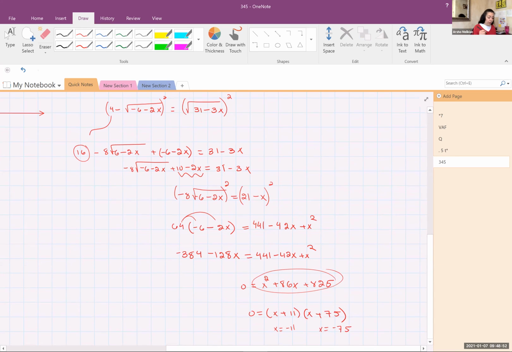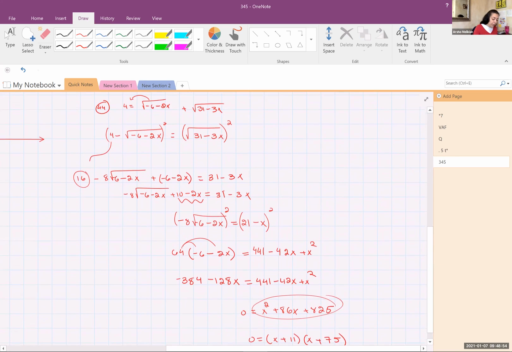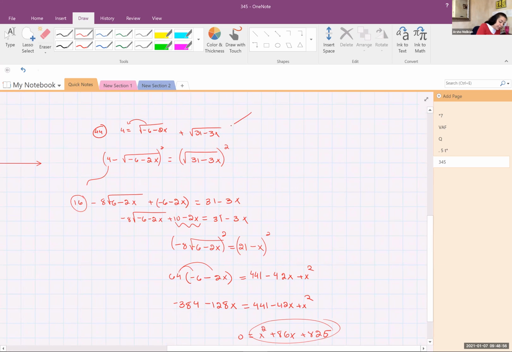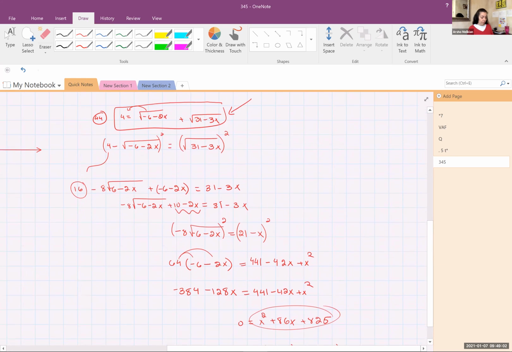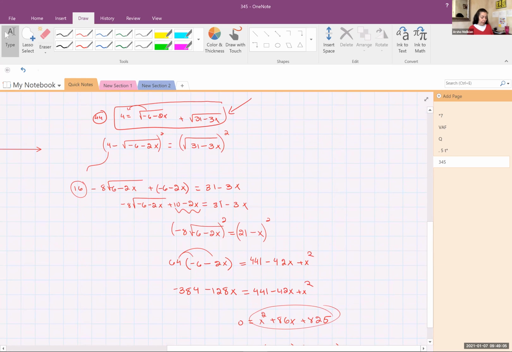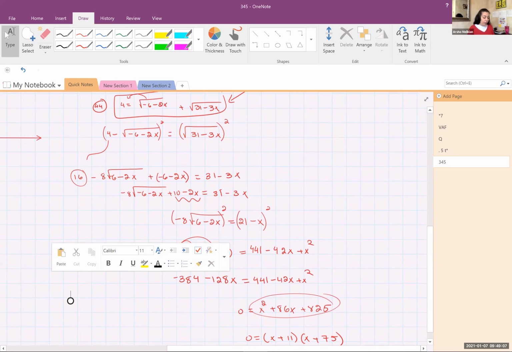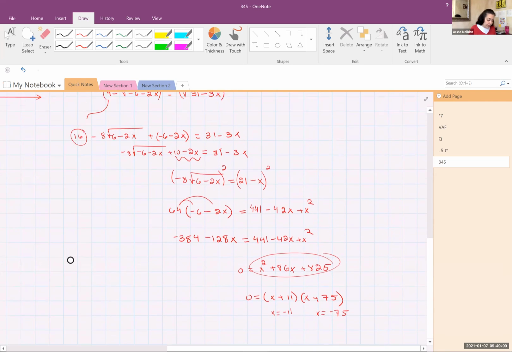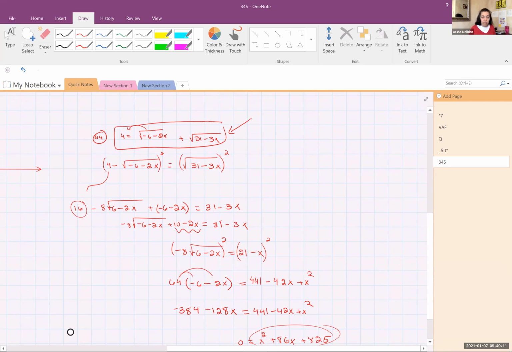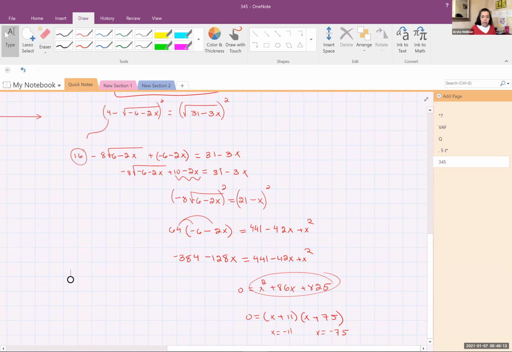And so now what you have to do is plug both of those numbers into this original equation. And when you do that, you actually see that neither of them work, right? So this one has no solution. Okay?